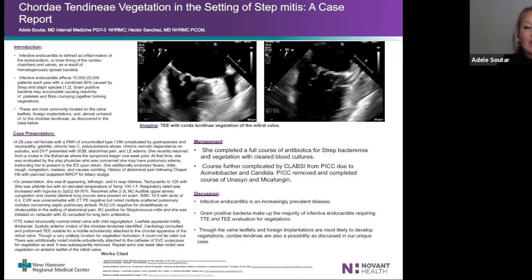Gram-positive bacteria may accumulate, causing reactivity of platelets and fibrin clumping, forming these vegetations that you see with the infection. They're more commonly located on the valve leaflets or foreign implantations, and almost unheard of, but not impossible, on the chordae tendineae, as we see in the case today.